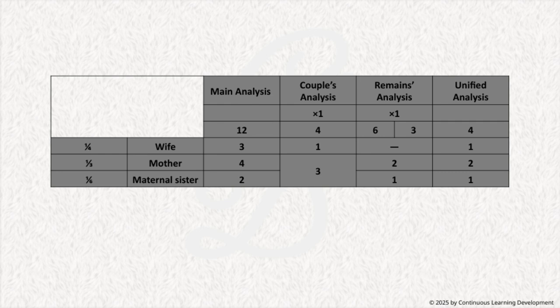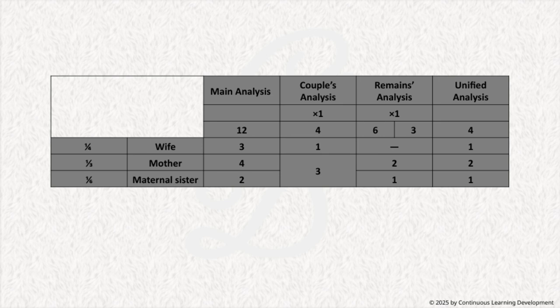Breaking down the specifics, the quarter indicates the wife, with 1 case in the main analysis and 1 in the couples analysis. The third refers to the mother, appearing in 4 main cases, 3 couple cases, and 2 in the unified analysis. The smallest segment, or sixth, relates to the maternal sister, with 2 main cases, 1 couple case, and 1 in the unified analysis.